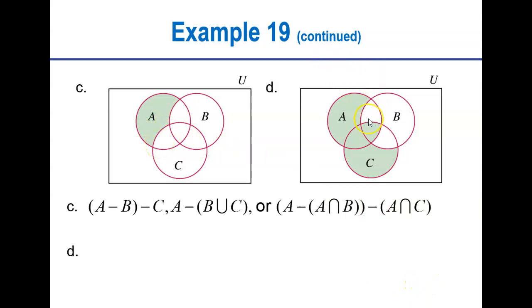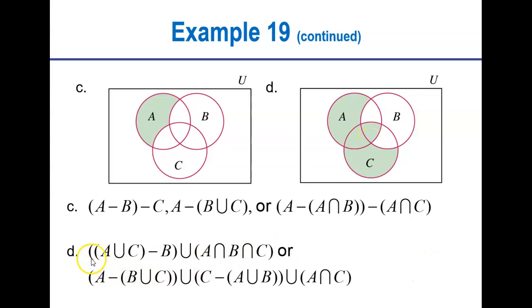Now for D, we can see that there's partial of A that's shaded, we have partial of C that's shaded, and we can see that A intersect C is shaded. So we would say that in parentheses, we have A union C, but then we're going to use the set difference of set B union A intersect B intersect C.